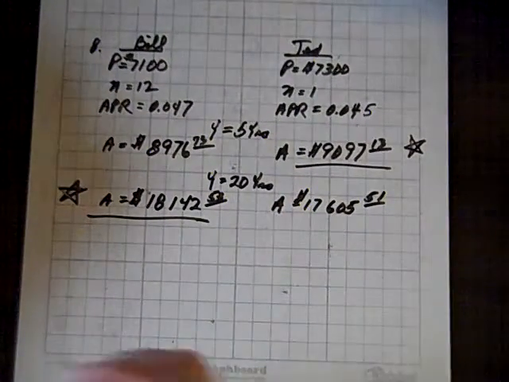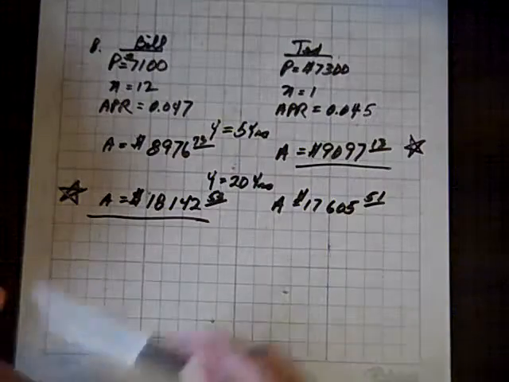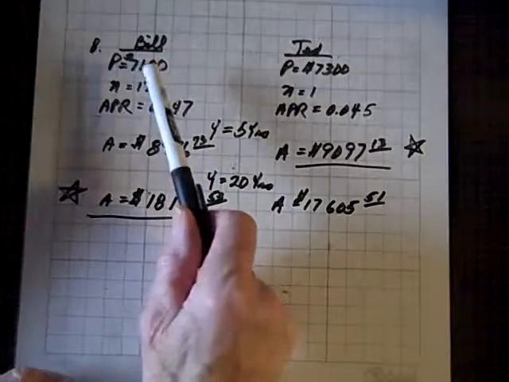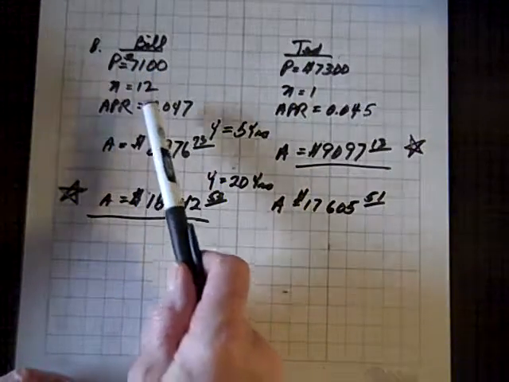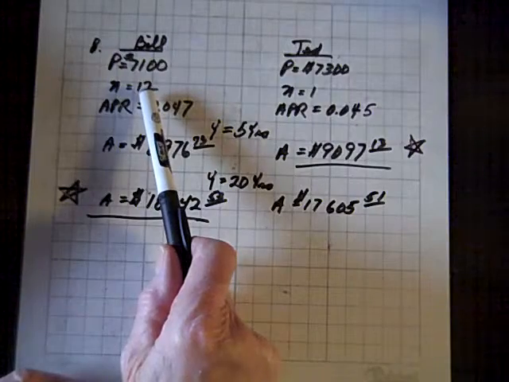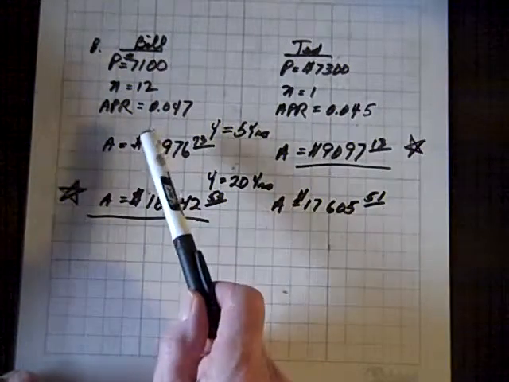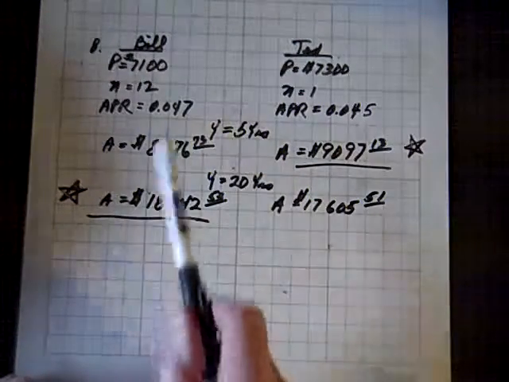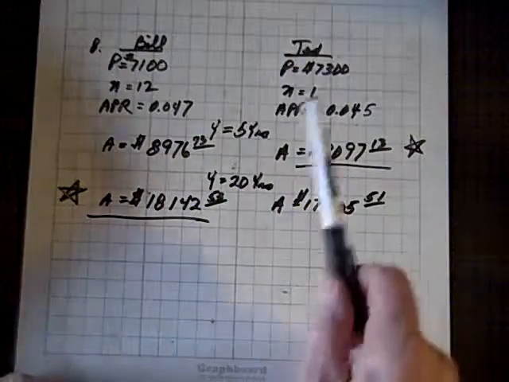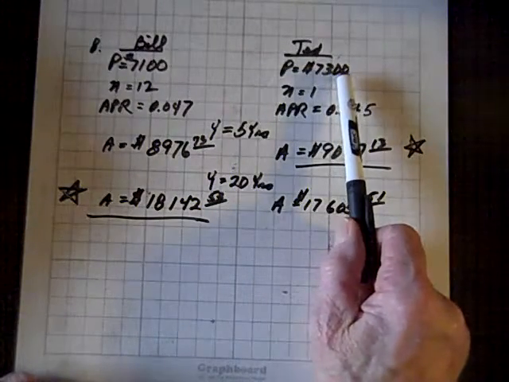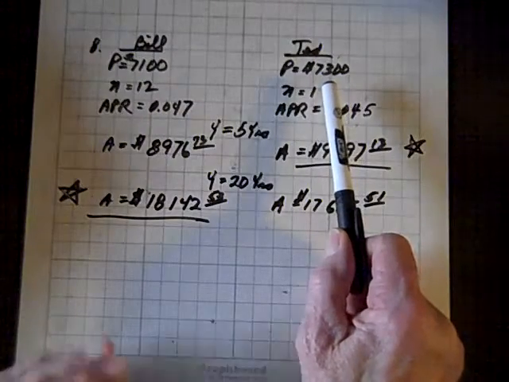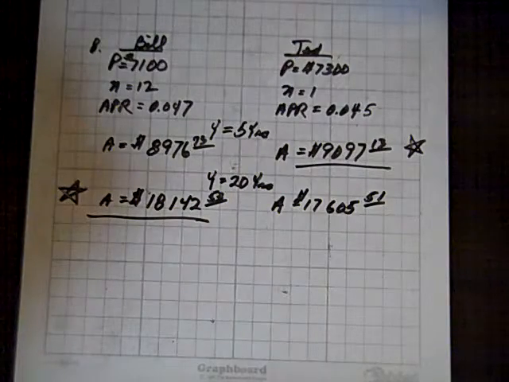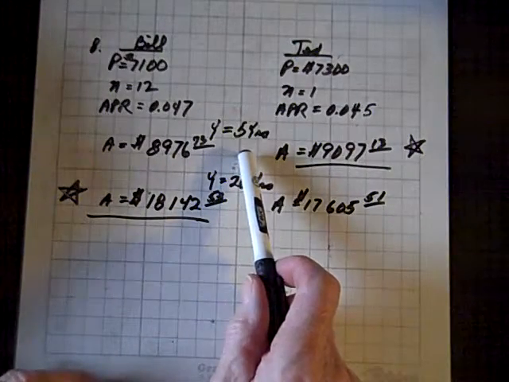And for question 8, we've got two fellows that are saving money, Bill and Ted. Let's go through Bill first. His principal is $7,100. He's going to compound monthly, so n is 12. His interest rate is 4.7%, whereas Ted has a principal of $7,300. He's going to compound annually, and he has a rate of 4.5%. So at the end of 5 years, who has the more money?